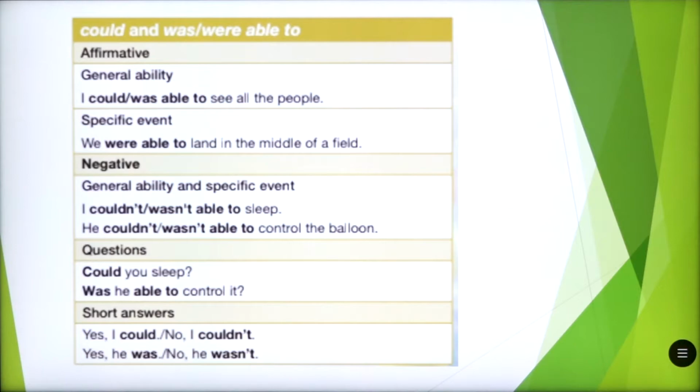Short answers. As always, short answers contain yes or no and the verb that they asked us with. For example, yes, I could, no, I couldn't. Or yes, he was, no, he wasn't.